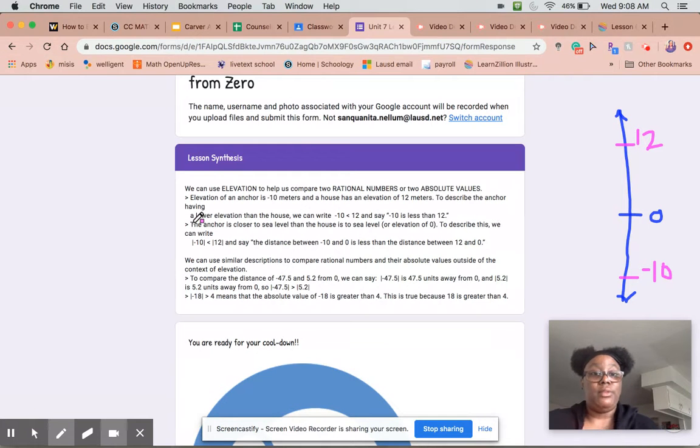Now, when we're talking about absolute value, the anchor is closer to sea level than the house. I know negative 10 is less than 12, but who's closer to sea level? Right here, sea level. Negative 10 is closer. So how can you describe that relationship? The absolute value. When we use bars, that means the absolute value of negative 10 is less than 12. The distance between negative 10 and 0 is less than the distance between 12 and 0. This distance right here is less than the distance here.